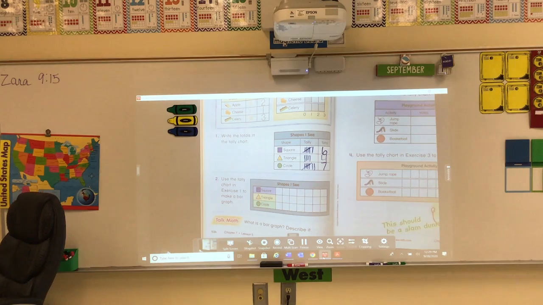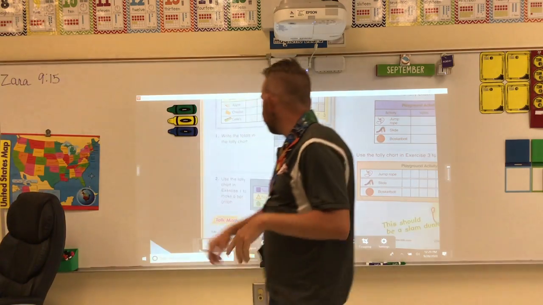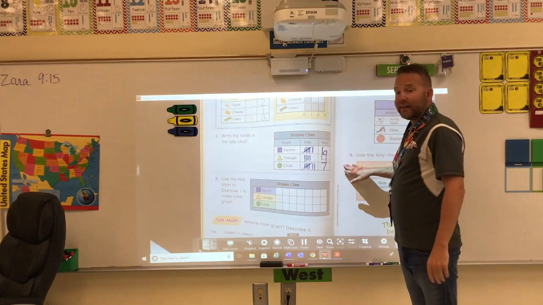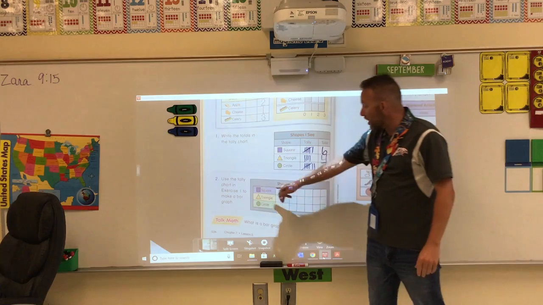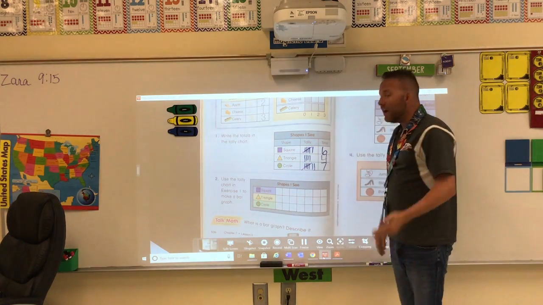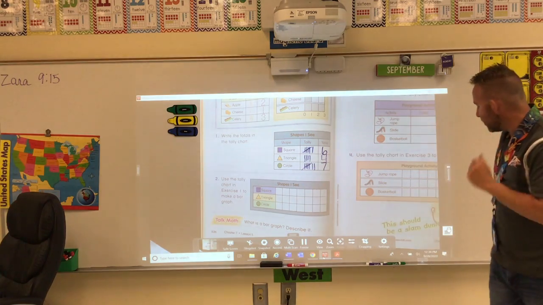Good job. Thumbs up when you have all 3 of them. Awesome possum. Here we go. Now we're going to use the tally chart to complete my bar graph. We're going to start with the square, okay? What color are we going to color the square? Blue. So get your blue crayon.